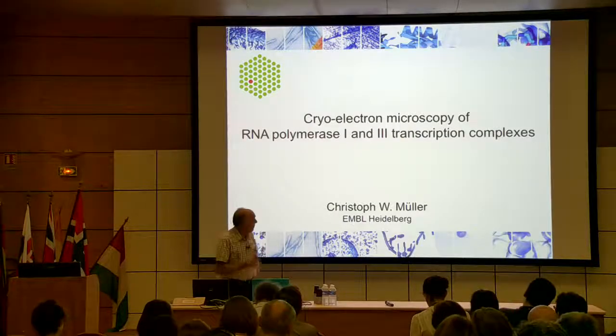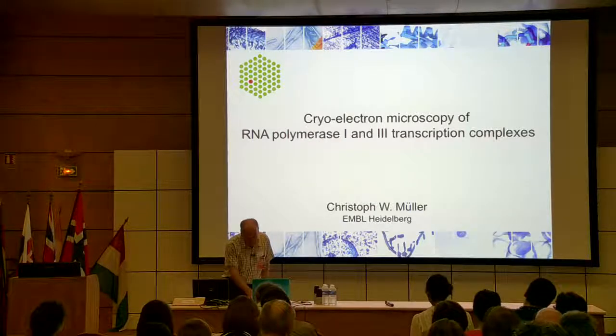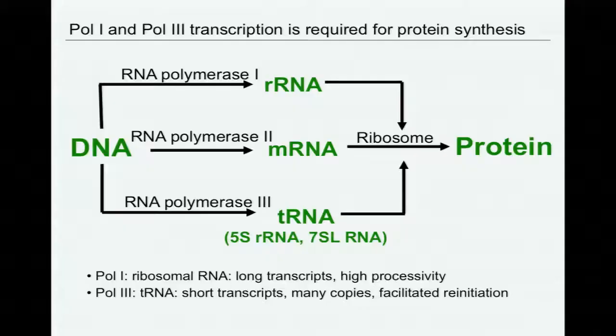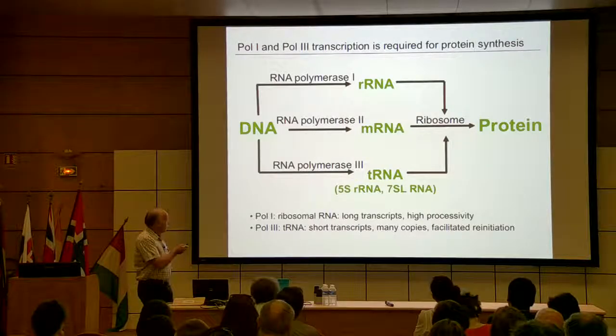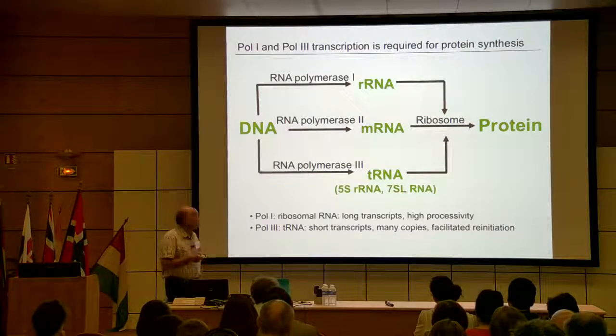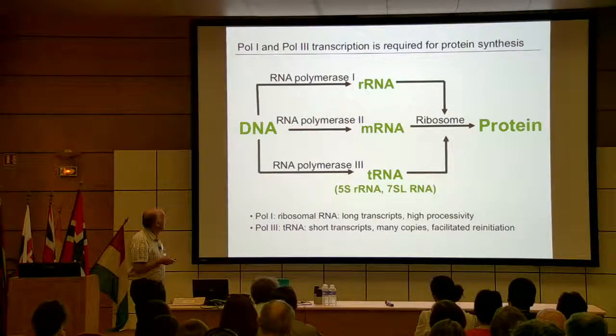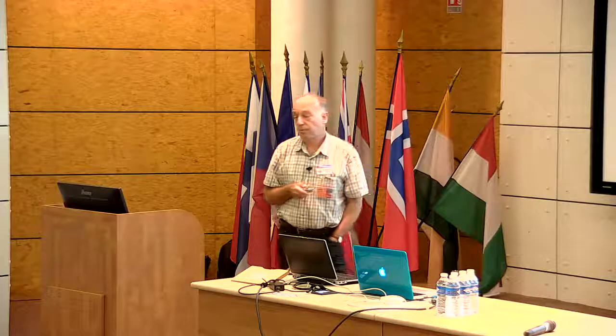And so I would like to talk a little bit about our work on RNA polymerase 1 and 3. As you might all know, in eukaryotes there are 3 different RNA polymerases: RNA polymerase 1, RNA polymerase 2, and RNA polymerase 3. And I guess you all know RNA polymerase 2 because it makes messenger RNA, which is then translated by the ribosome into proteins. But in addition, there's also RNA polymerase 1 and RNA polymerase 3.